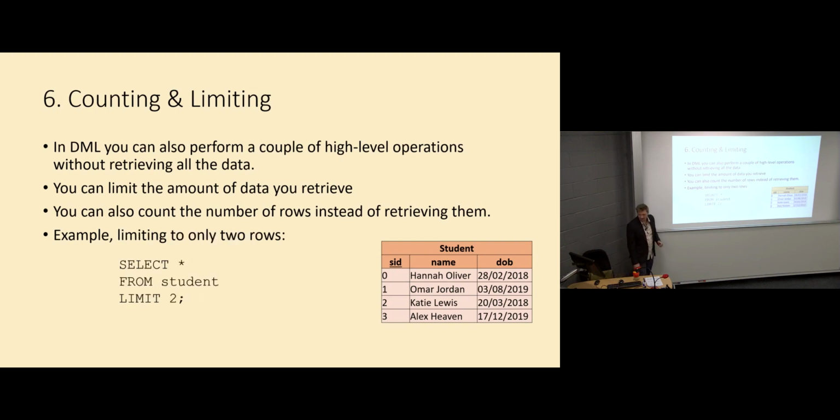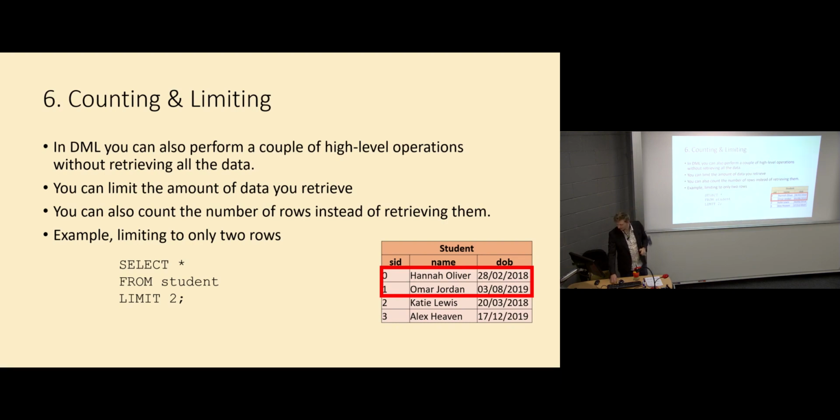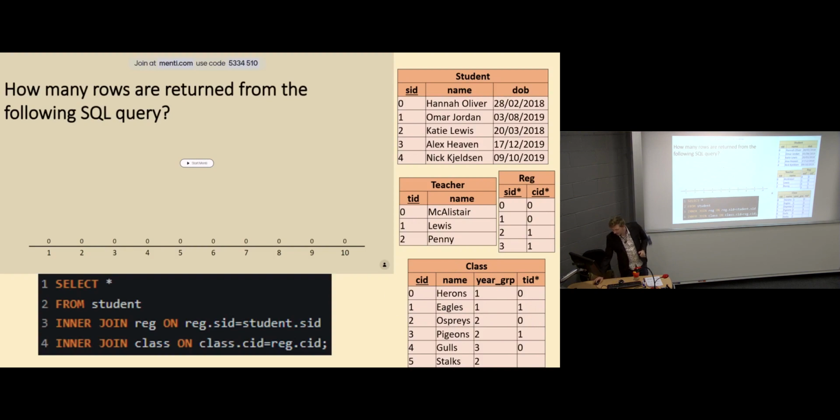We can also limit to only 2 rows. So in this example, we're selecting all from student, limit 2. What will be returned from student? The first 2, yeah. It's not going to be picky. It's only going to give you the first 2 items from that list. Perfect. So we're a bit ahead of ourselves here. So let's have some questions.